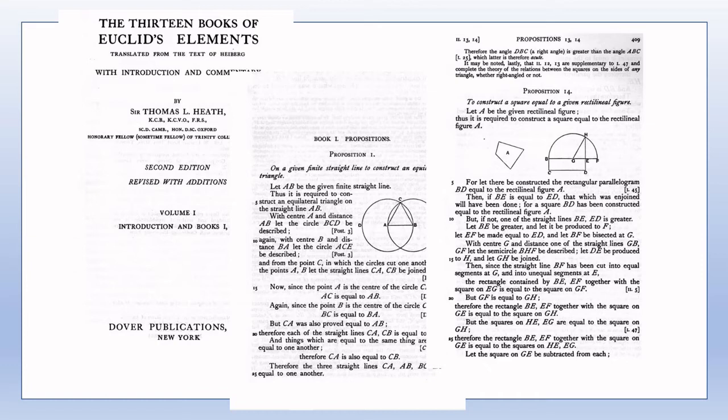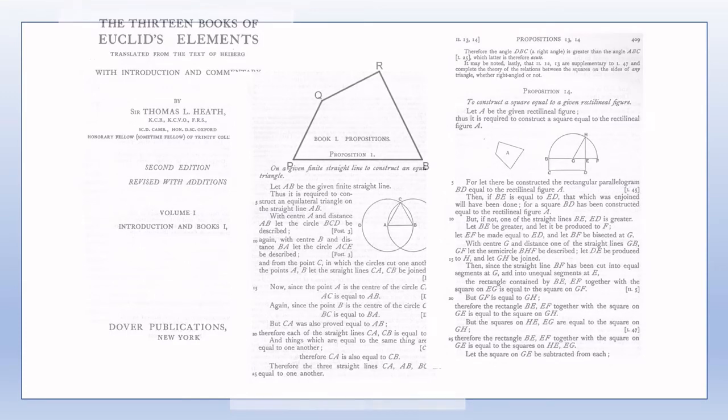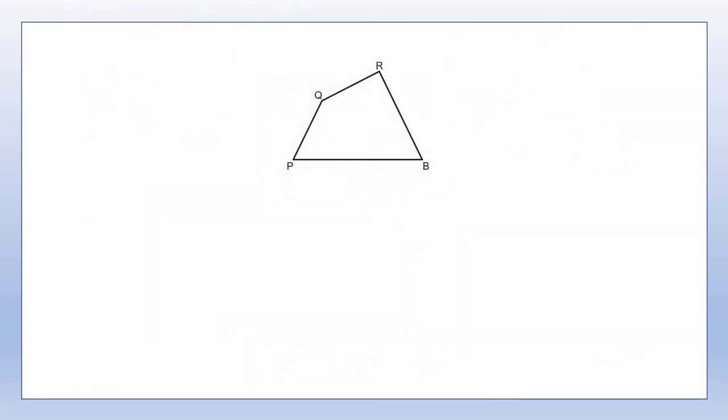So the shape that I'll start with in this video will be some irregular quadrilateral. The same procedure as is shown in this video applies, in principle, to planar polygons of any number of sides with the obvious generalizations. Let's start with the polygon PQRB. We want to find a rectangle which has the same area as PQRB. This corresponds to proposition 45 of book 1.